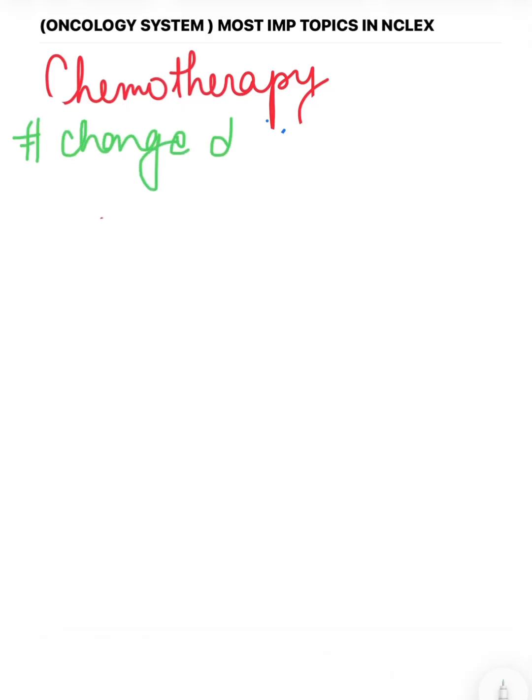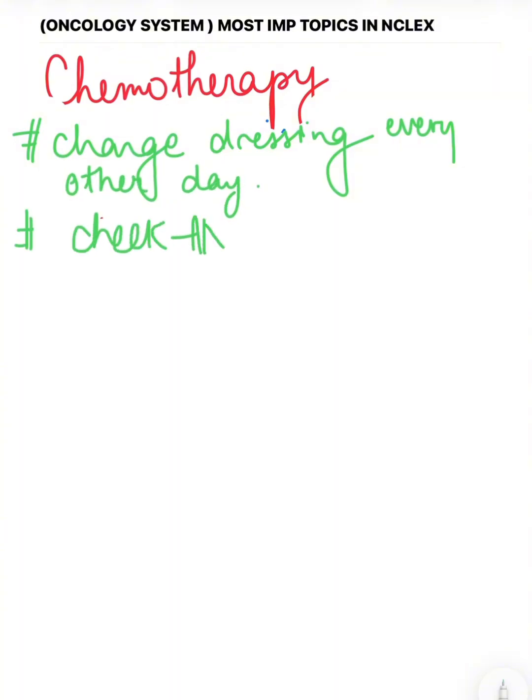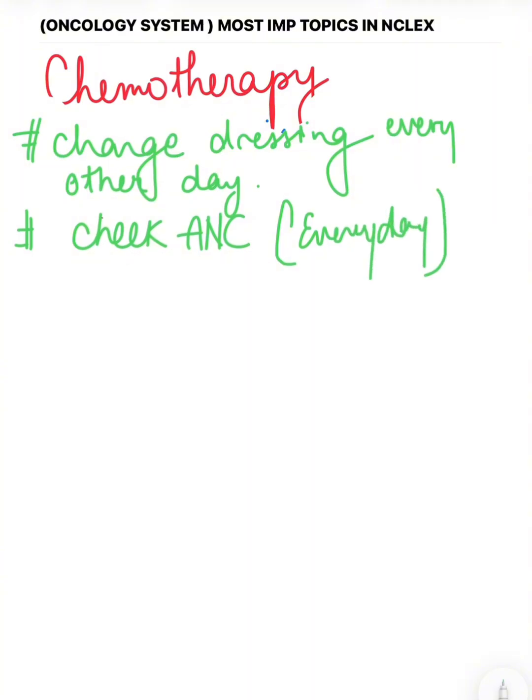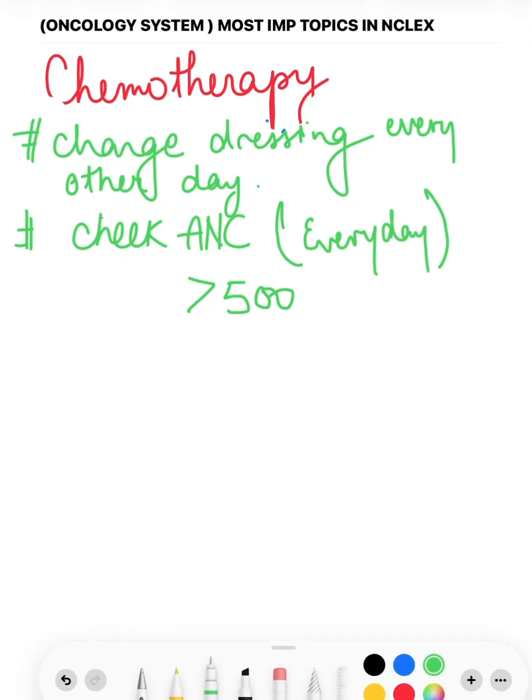In chemotherapy there is one more point: we have to change the dressing every other day. Also check the ANC count, the absolute neutrophil count, every day. More than 500 is a normal ANC count.